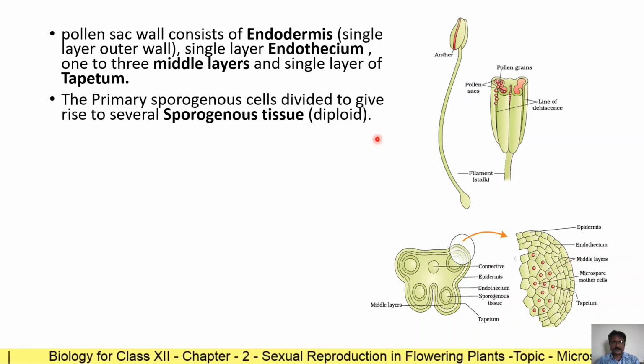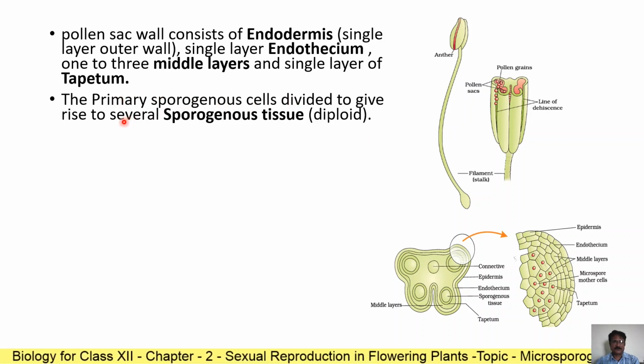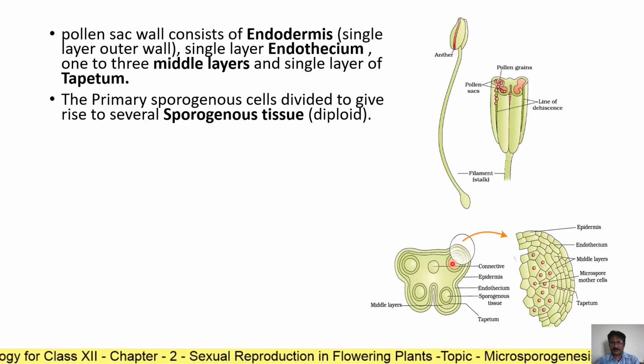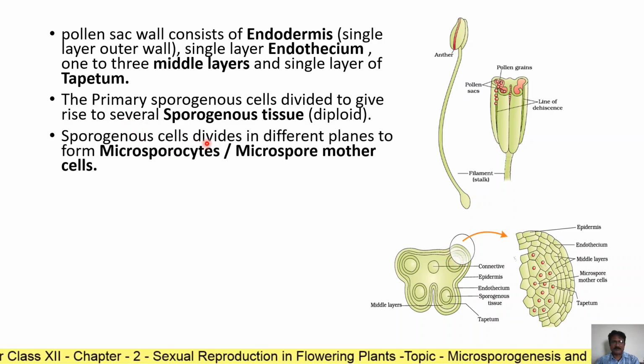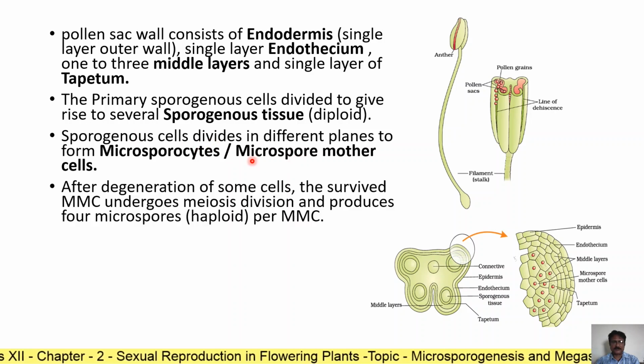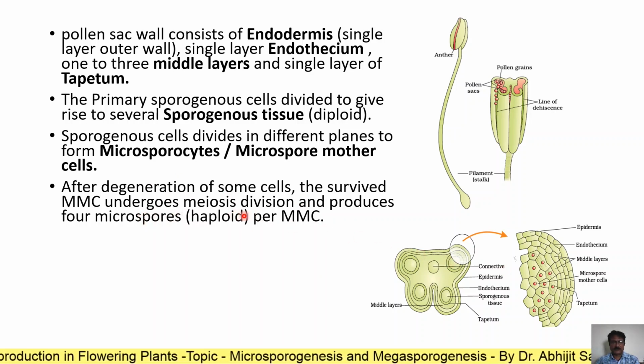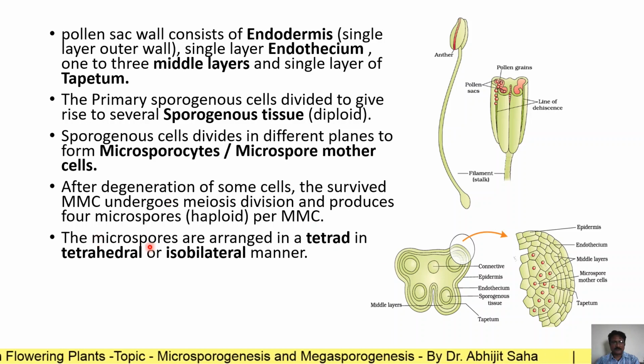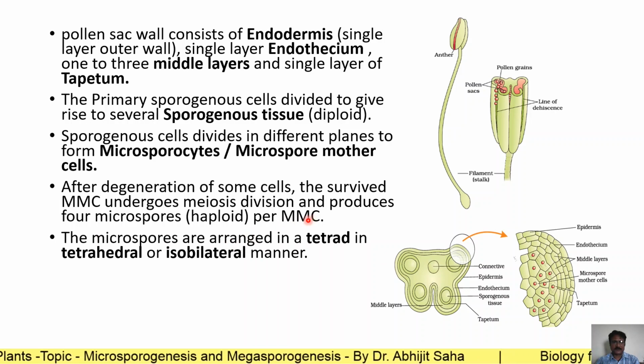The primary sporogenous cell divides to give rise to several sporogenous tissues, and these are all diploid. The sporogenous cells divide to form microspore mother cells. These microspore mother cells undergo meiosis and form 4 microspores, and these microspores are haploid because the microspore mother cell undergoes meiotic division. These microspores are arranged in a tetrad, 4 microspores per microspore mother cell, either tetrahedrally or in an isobilateral manner.